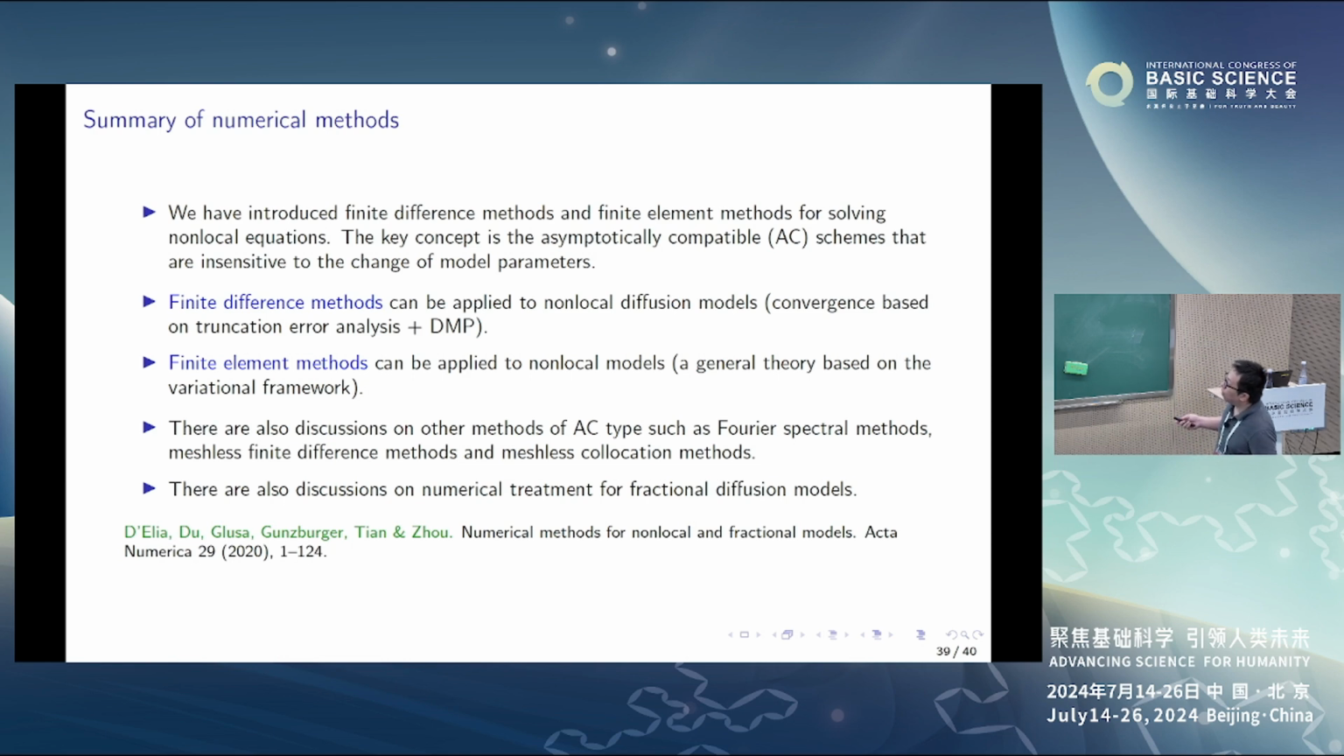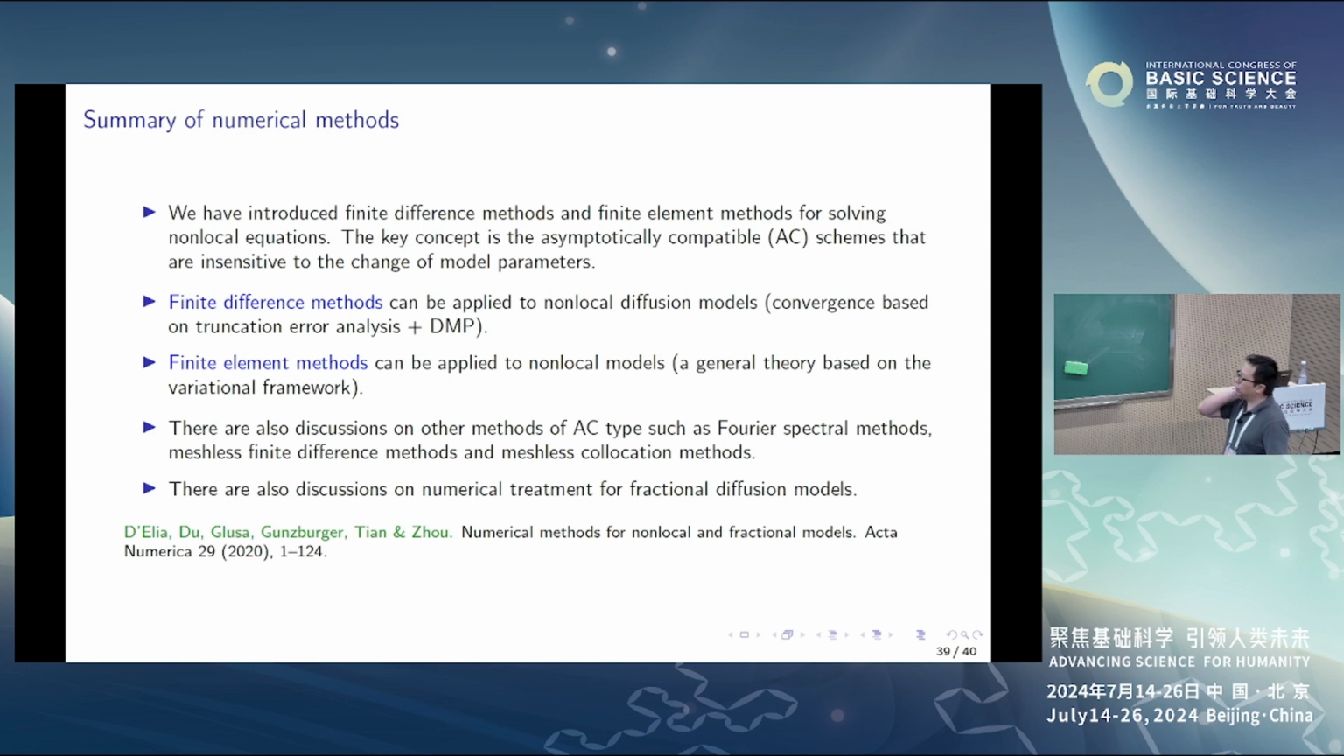So this is a summary of numerical methods. In this part, we have introduced the so-called finite difference method and finite element methods for solving non-local equations. The key idea is to check the AC property of the numerical scheme, and all AC schemes are insensitive to the change of model parameters. When we check the AC property of a finite difference method, we need to check the truncation error and the discrete maximum principle. And for finite element method, we can check the AC property using a general theory based on a variational framework.